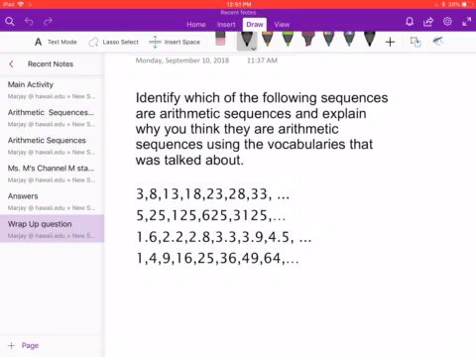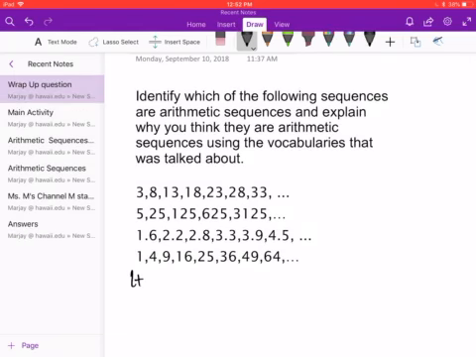Since you guys already know the definitions of the vocabularies that were given to you in the beginning of this lesson, you guys should be able to answer these problems. So I would like you guys to pause the video and come back to know the answer after you solve these patterns. Okay? Oh, I'll add one more problem here.